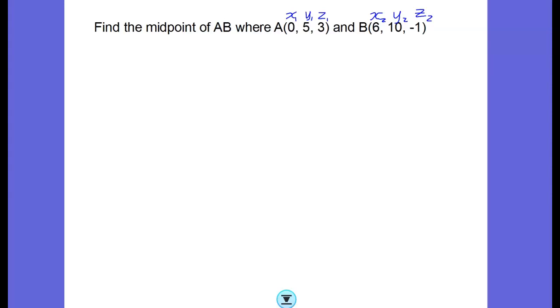Right, we're looking at finding the midpoint of AB, a line segment, where A is 0, 5, 3 and B is 6, 10, minus 1. So this is three-dimensional coordinates here. When I've got my two coordinates, I need to label them up with x1, y1 and z1, and then x2, y2 and z2. What I'm going to do is very similar to what we do with two-dimensional finding the midpoint, where we find halfway between the two x values, we find halfway between the two y values, and that gives us the midpoint. With this, we do the same, but we add in a z.